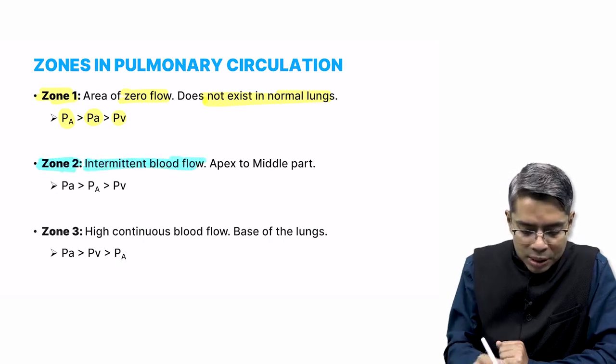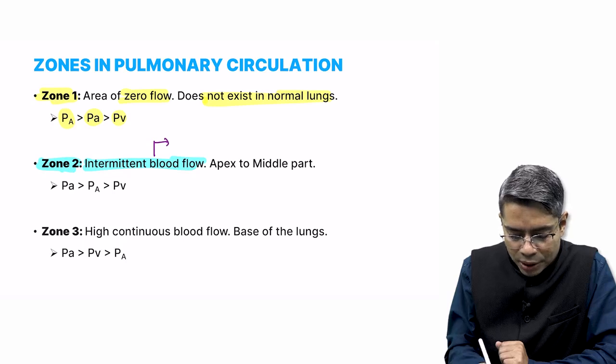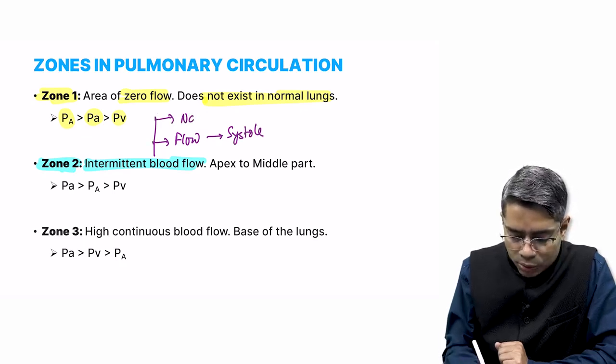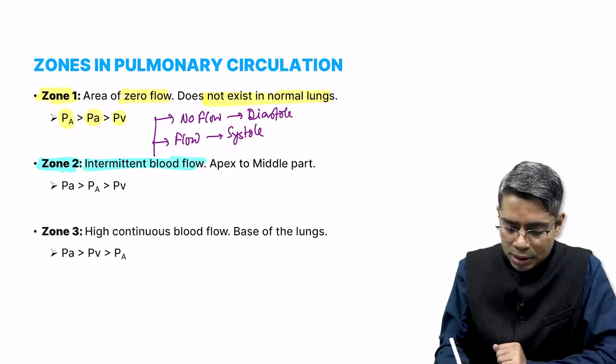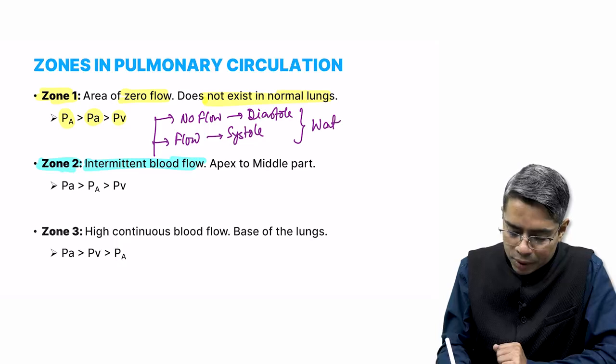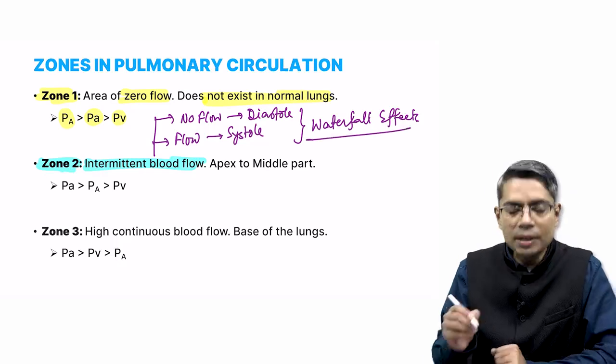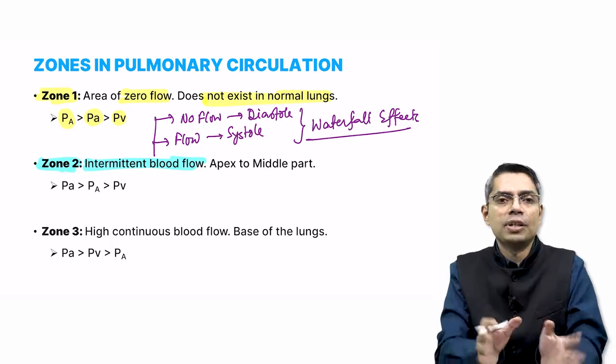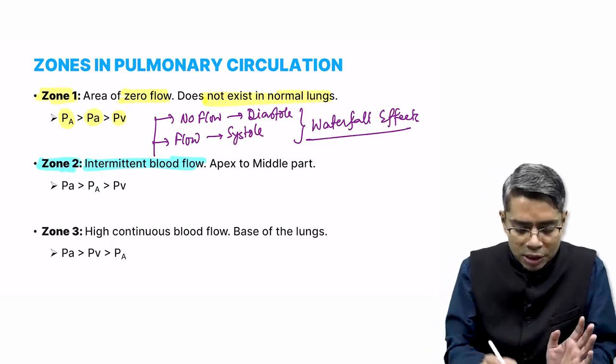What do you mean by intermittent blood flow? It means blood flow occurs during systole of the heart, but no flow during diastole. This kind of scenario is known as the waterfall effect. So, waterfall effect means the blood is flowing only during systole, no blood is flowing during diastole. That is the waterfall effect, which is seen in zone 2.